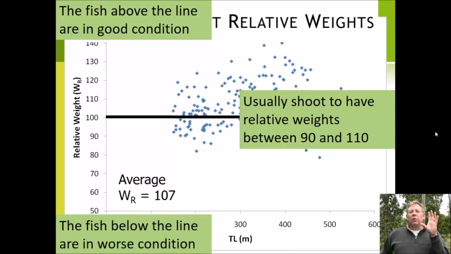In general, for most fish populations that are being managed, you're shooting for a relative weight in the range of 90 to 110. You want most of your fish to be near this 75th percentile standard. You'll also note that we do report the average relative weight here, which is 107, which tells us overall these fish are relatively plump and they're in pretty good condition.